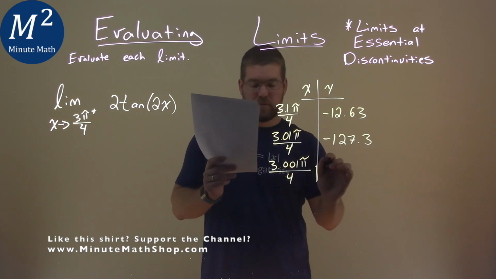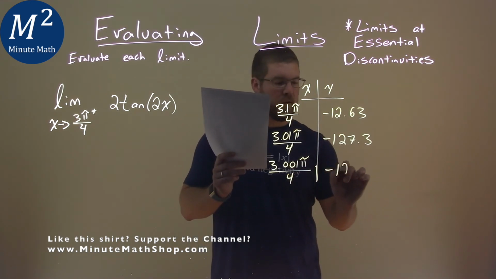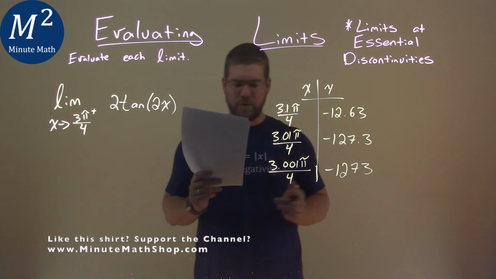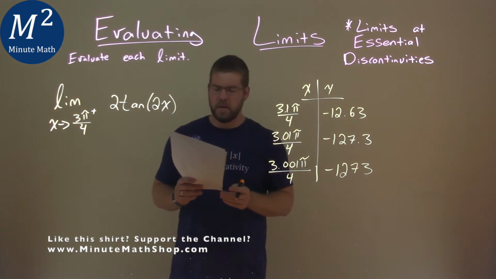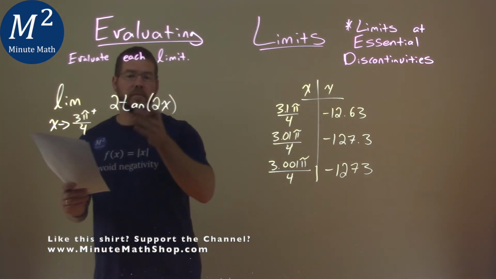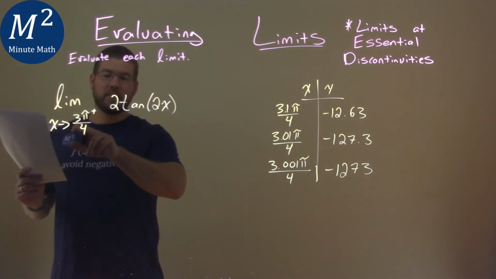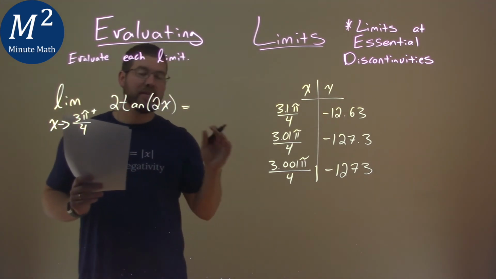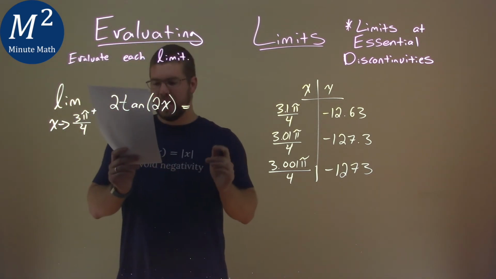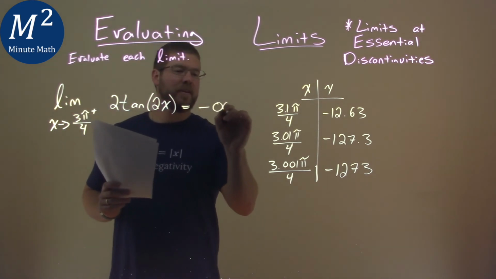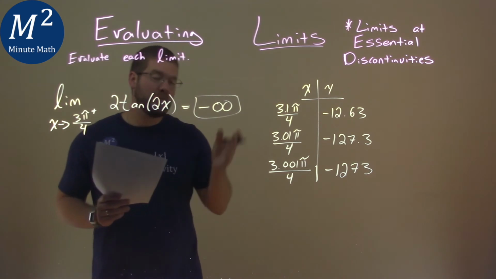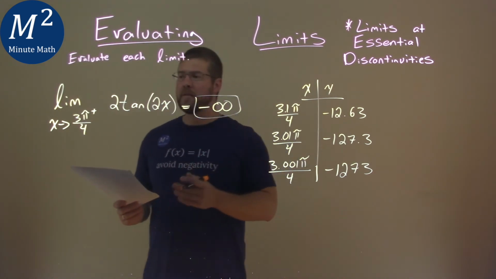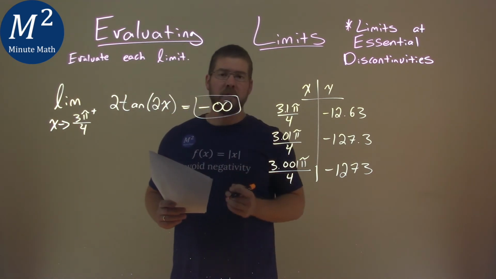And again, that's an approximate value of negative 1,273, and that's a rounded approximate. So what happens as x approaches 3 pi over 4 from the right-hand side? We can see that this limit is approaching negative infinity, using our table here. So our final answer for this limit is negative infinity.